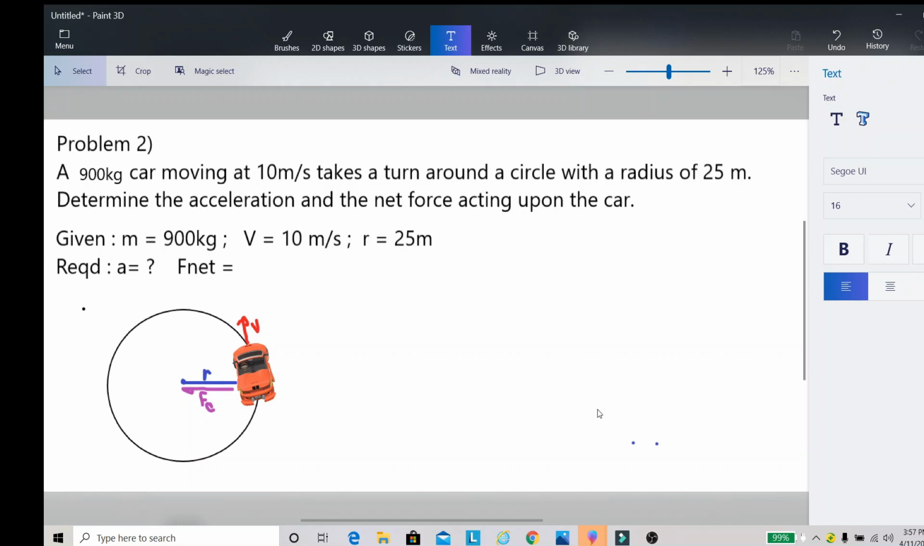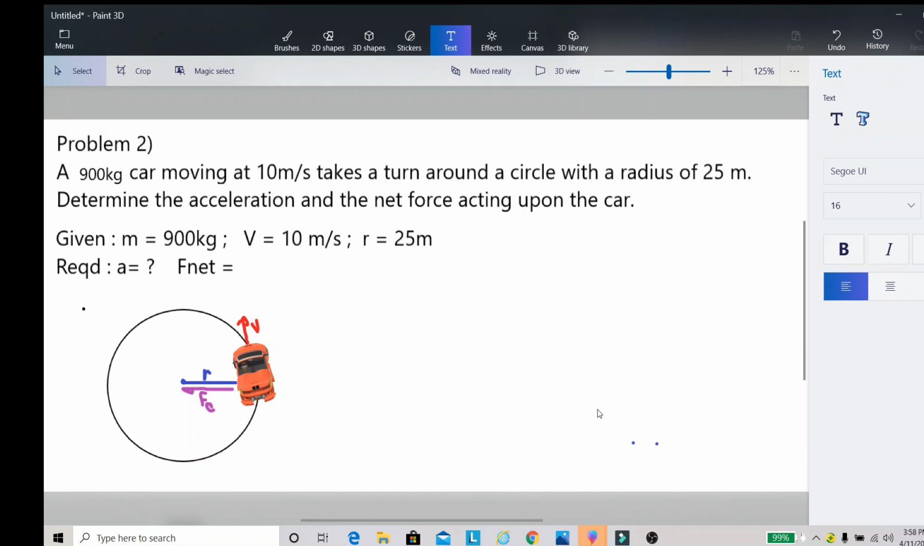Okay, we have another problem here. A 900 kilogram car moving at 10 meter per second takes a turn around a circle with a radius of 25 meters. Determine the acceleration and the net force acting upon the car.